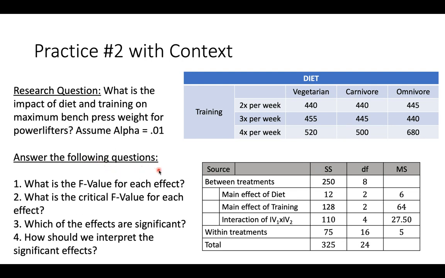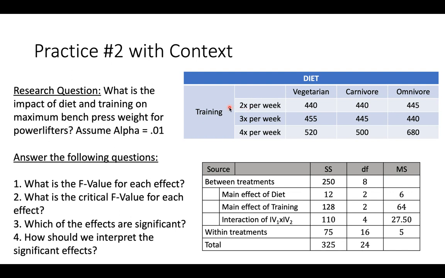What is the F value for each effect? What is the critical F value for each effect? Which of the effects are significant? And then how should we interpret these significant effects? Let me draw your attention to these tables over on the right. On the top in blue, we have our means table. You can see that the variable diet is up on top. We have vegetarian powerlifters. They actually do exist, oddly enough. We have carnivorous powerlifters who only eat meat. And then we have some omnivore powerlifters who eat both vegetables and meat.